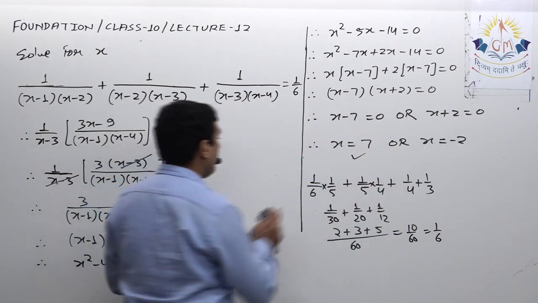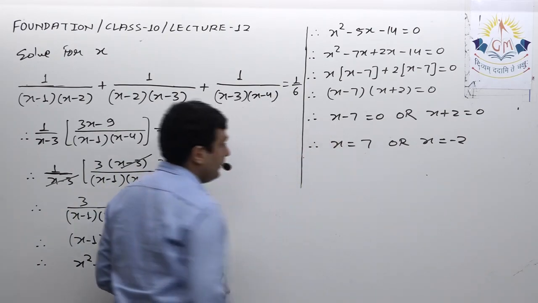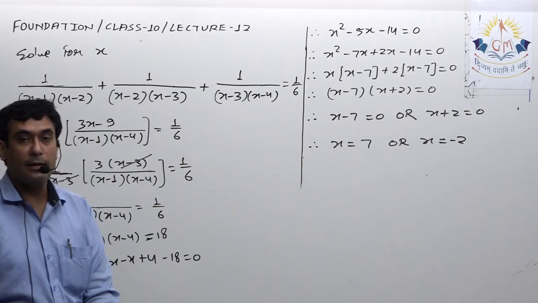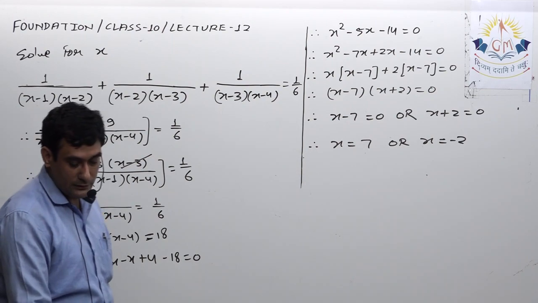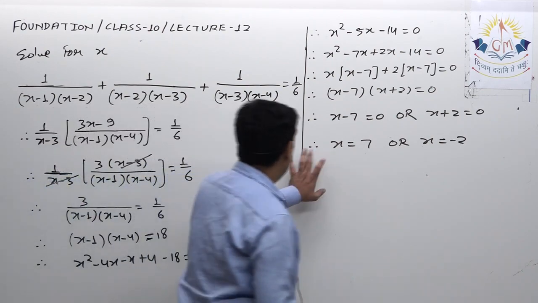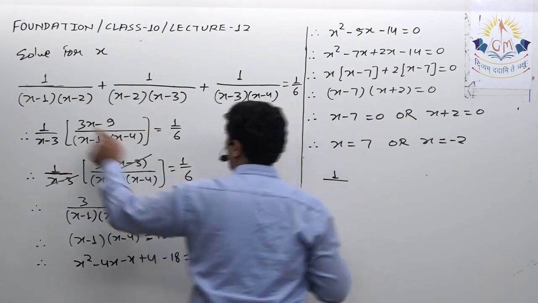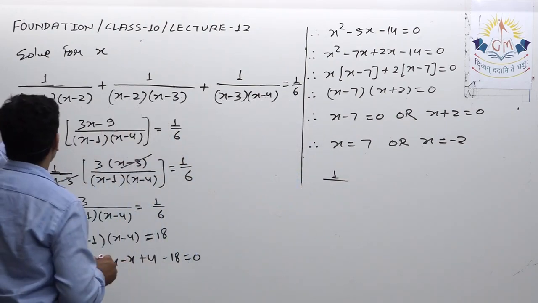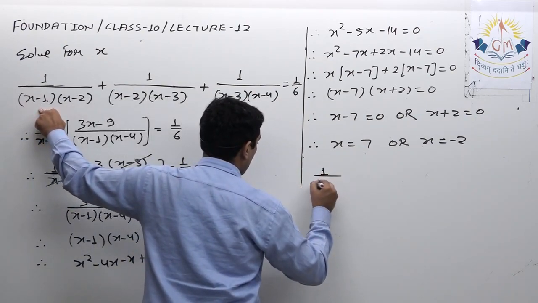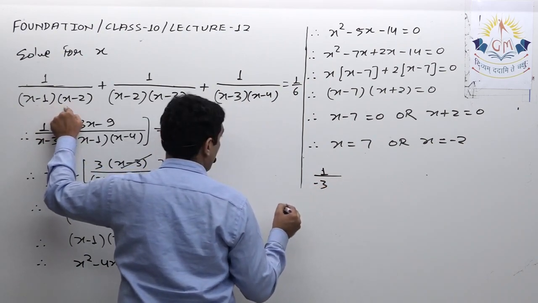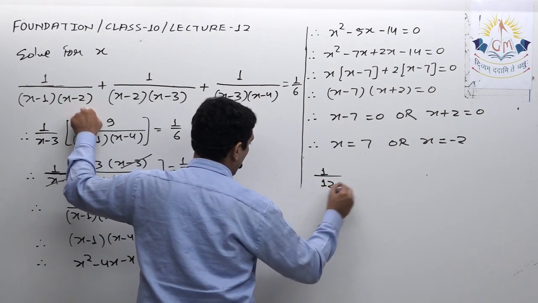Now let us check it for x equal to minus 2. See, this is not exactly a quadratic equation. It looks like a quadratic equation, so we have to check. However, for the first value it is correct. Now let us see for the second. Now when I put x equal to minus 2, so minus 2 minus 1 is minus 3. Okay, so minus 3. Then minus 2 minus 2 is minus 4. So this will become ultimately 1 upon 12.